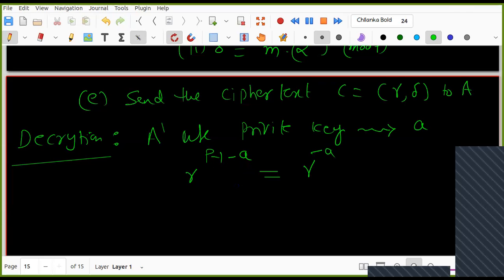It is equal to gamma power minus A only, right? Gamma power P minus 1 is 1. So you can easily do this; it's not a problem. Otherwise, directly compute gamma power minus A if you want. Okay, but what is gamma power minus A? What is gamma?